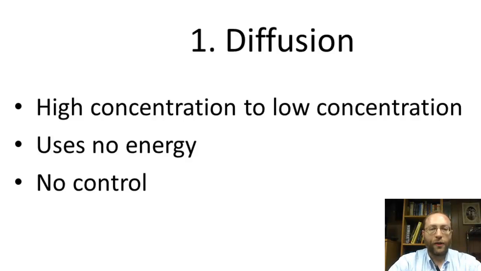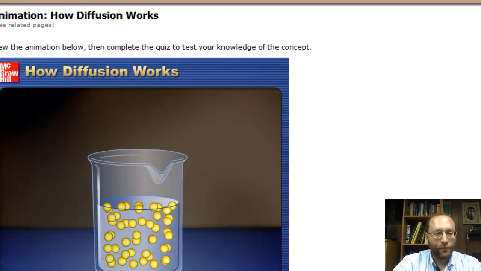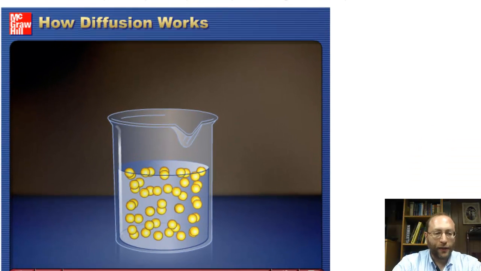And diffusion is going from high concentration to low concentration. That means where you have a lot of something to a little bit of something. It uses no energy, and the cell is not able to control the diffusion. Now here's an animation that I want to show you about how diffusion works.